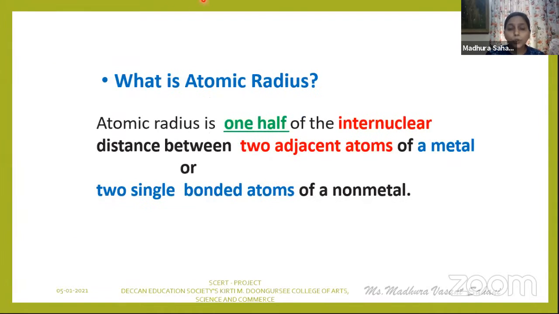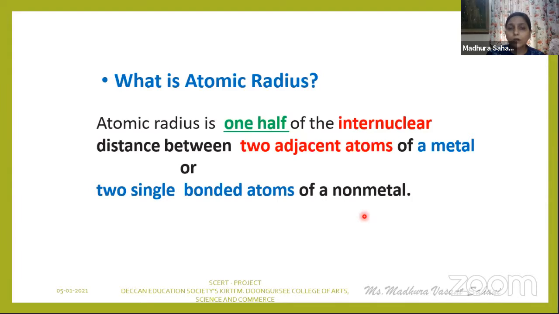Yes, but before that you should know the exact definition of atomic radius. So how will you define the atomic radius in case of metals and non-metals? In case of metals, we can define the atomic radius as half of the internuclear distance between the two adjacent atoms. Whereas in case of non-metals, how will you define the atomic radius? It is half of the internuclear distance between two single bonded atoms. So you have to remember this definition: atomic radius in case of metals and in case of non-metals.